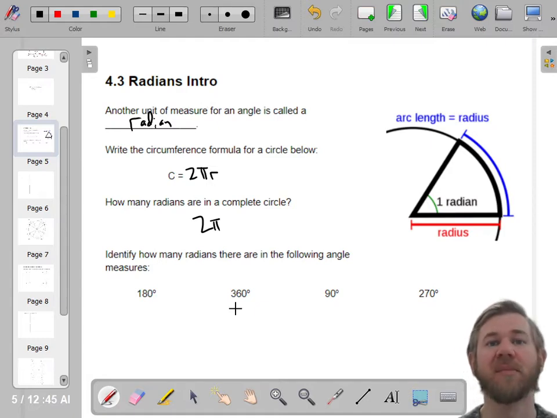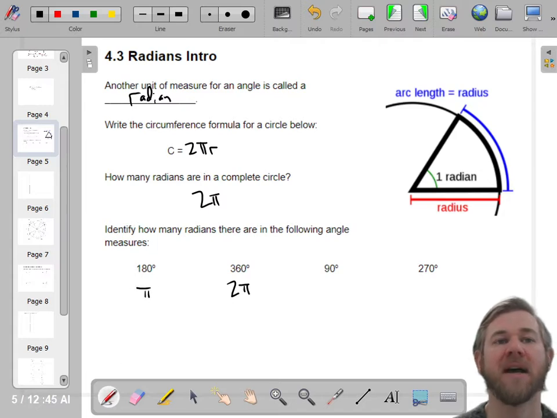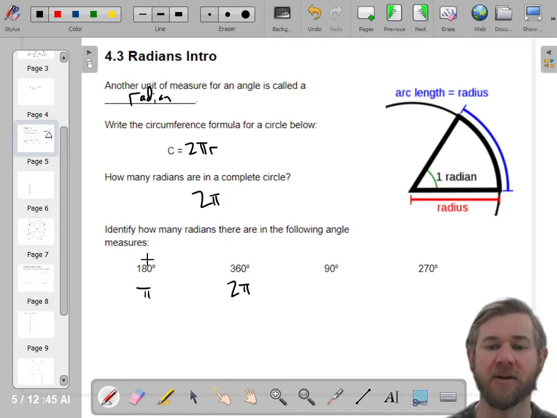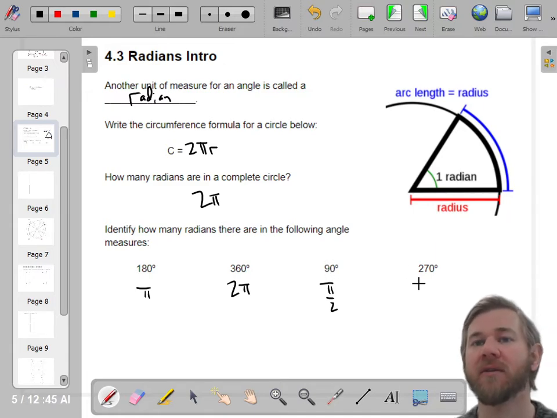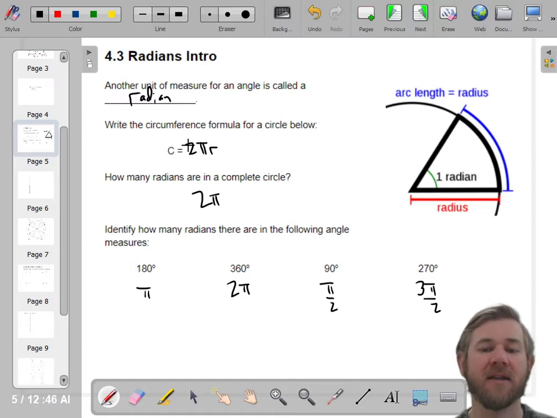So if there are 2 pi in one complete circle, then there is 1 pi in 180 degrees, a half circle. And if you cut that in half, if 180 is pi, then this would be pi over 2. And if 90 is pi over 2, then 3 of those, 3 pi over 2, would be 270. So these are the quadrant angles.